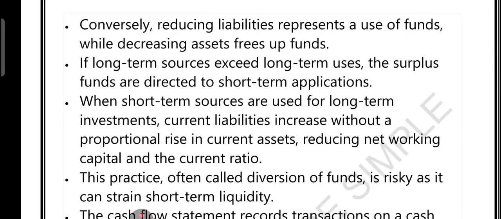What is diversion of fund? Suppose you are using long-term fund for short-term need. It is okay, you can use long-term fund for short-term need. That is what NWC is all about. But you are using short-term fund for long-term asset, right? So that is risky. You can't use short-term fund for long-term asset, right? So it can reduce liquidity ratio and it can reduce the current ratio, right?